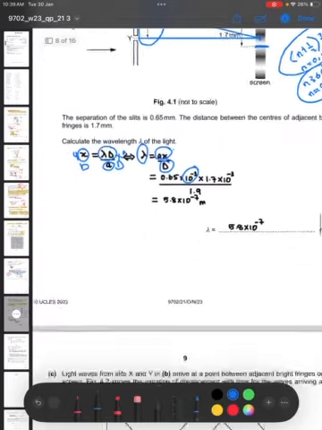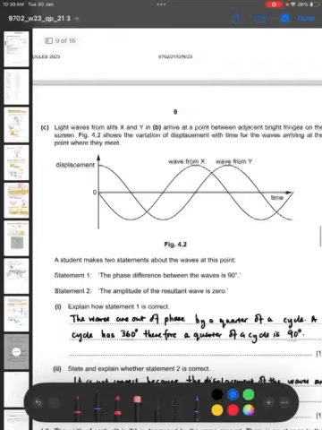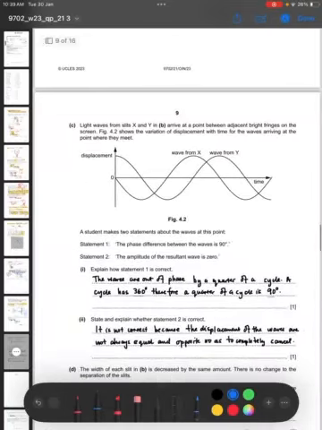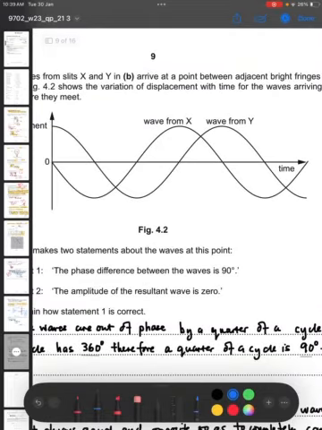So that's what the point is indicating here by saying light waves from slits X and Y in B arrive at a point between adjacent bright fringes. So at some point in between on the screen. Fig 4.2 shows the variation of the displacement with the time of the waves arriving at the point where they meet. So the waves arriving at that particular point, this graph here shows the two waves, how their displacement varies with time at that particular point between the two bright fringes.